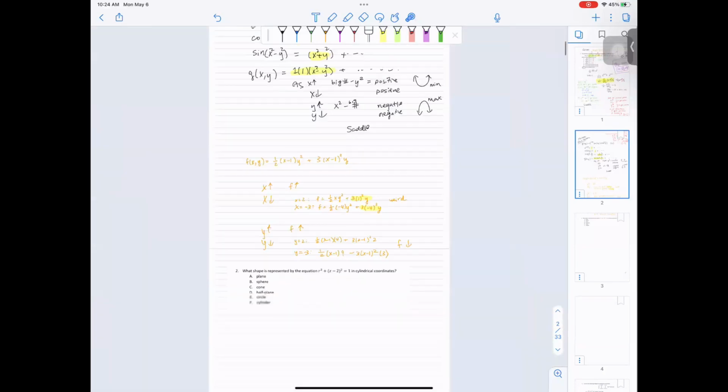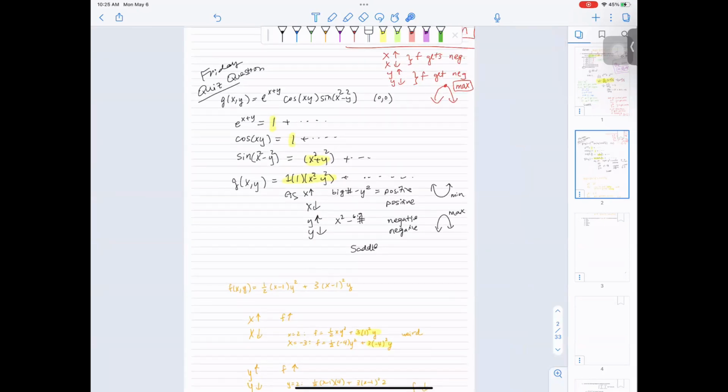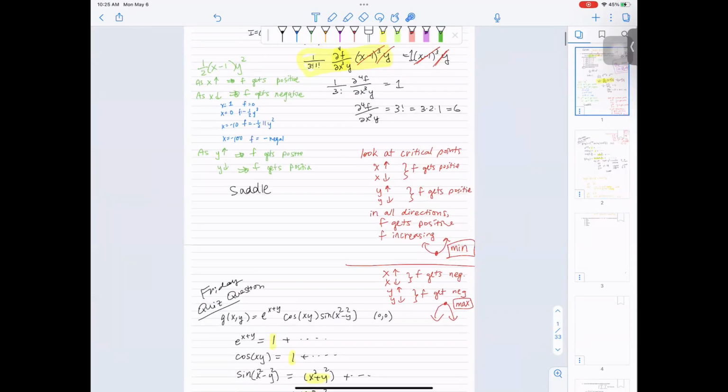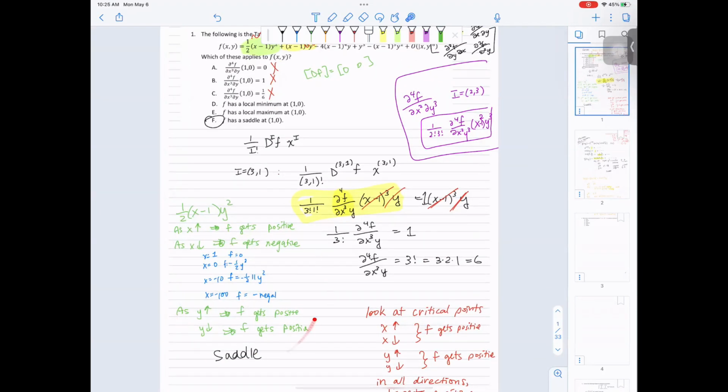Cool. Okay. Any other questions on question 1? Yes, the word to determine it's a saddle is here. Can you repeat why C is not true?